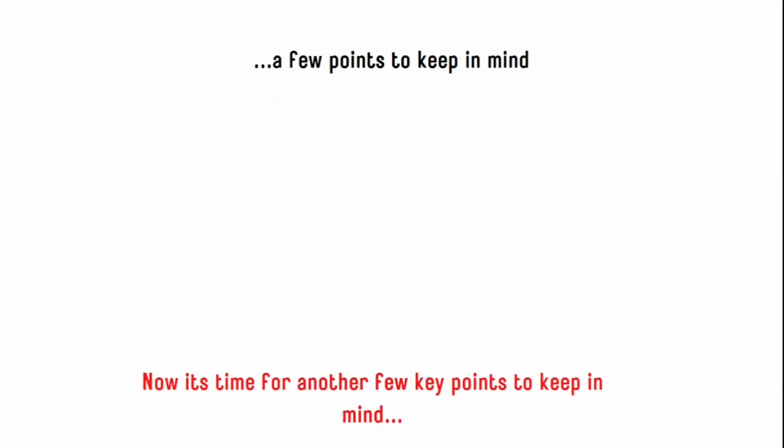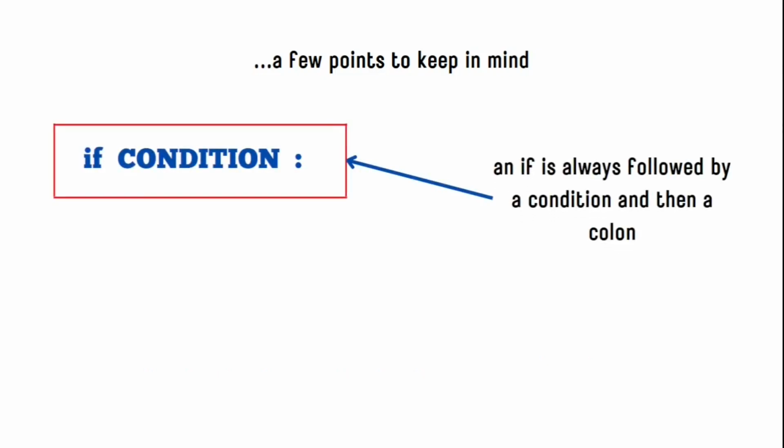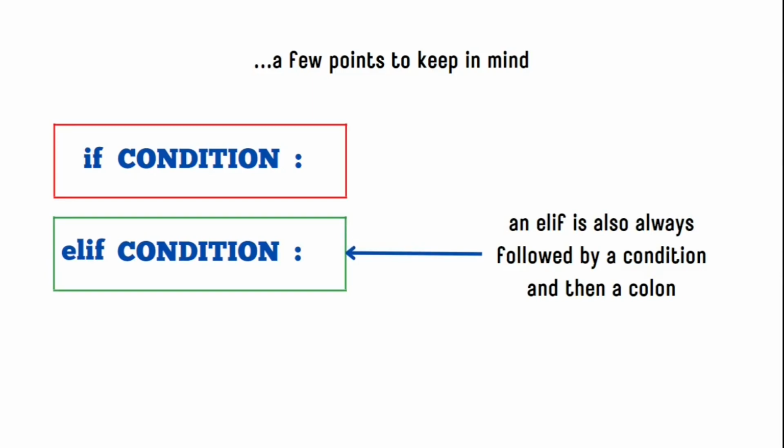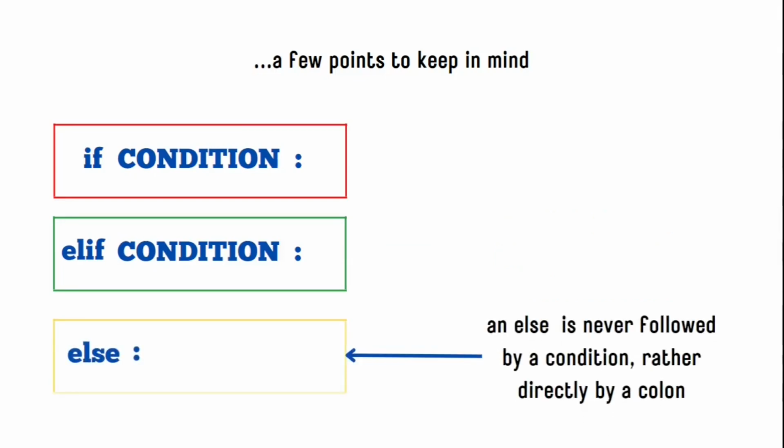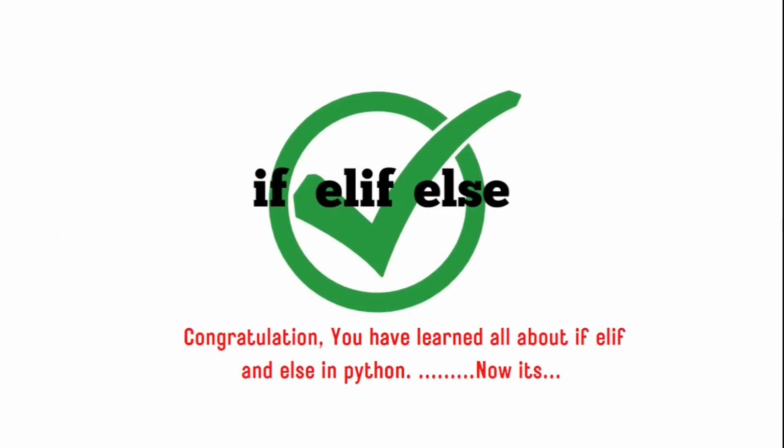Now it's time for another few key points to keep in mind. An if is always followed by a condition and then a colon. An elif is also always followed by a condition and then a colon. However, an else is never followed by a condition, rather directly by a colon. Congratulations, you have learned all about if, elif, and else in Python.